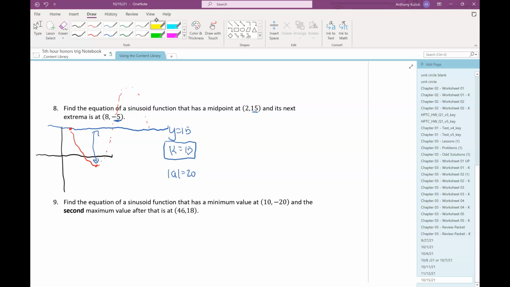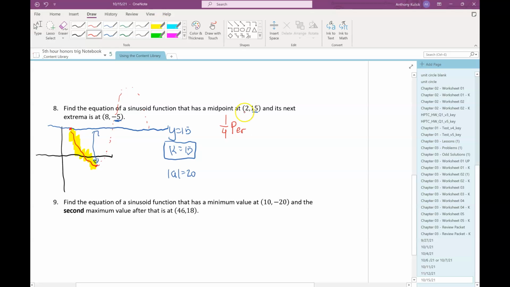Next, we have to find the period, or find the C value. To do that, we're going to look at the period. So if I look at the highlighted section, how much of a period does that appear to be? Is it 1/4? Yeah, it looks like a fourth. You guys all buy that? So I'll say that's 1/4 of the period.